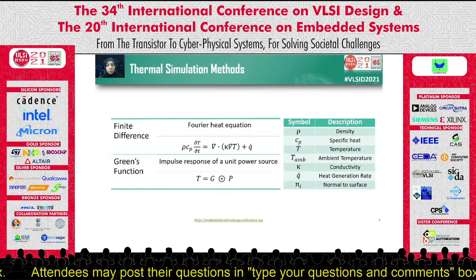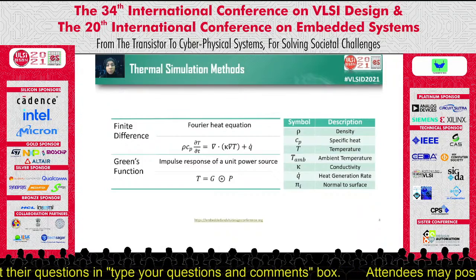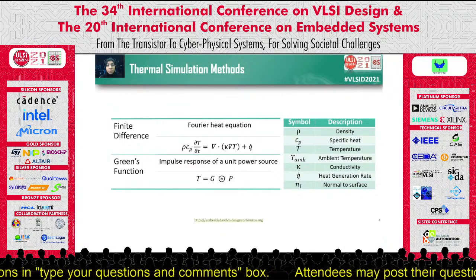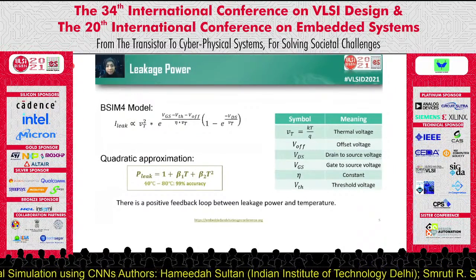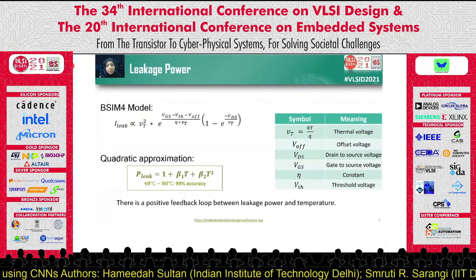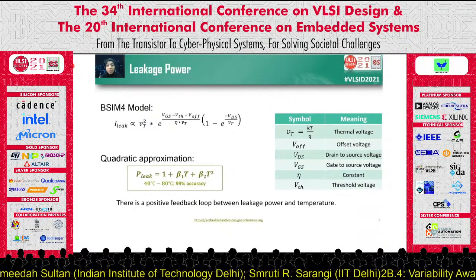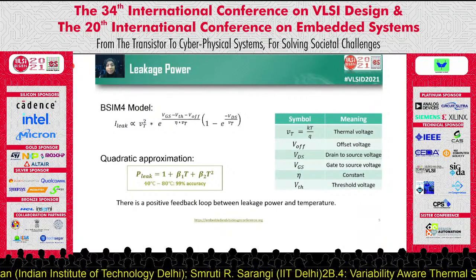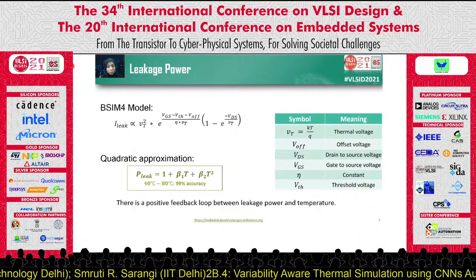Leakage power is generally computed using the BSIM equation, which is here, and through this thermal voltage term Vt, leakage power is exponentially dependent on temperature. So as the temperature increases, the leakage power increases, which further increases the temperature, and this results in a feedback loop. So for any modern day thermal simulator to be accurate, it needs to be able to capture the effects of this leakage temperature feedback loop.